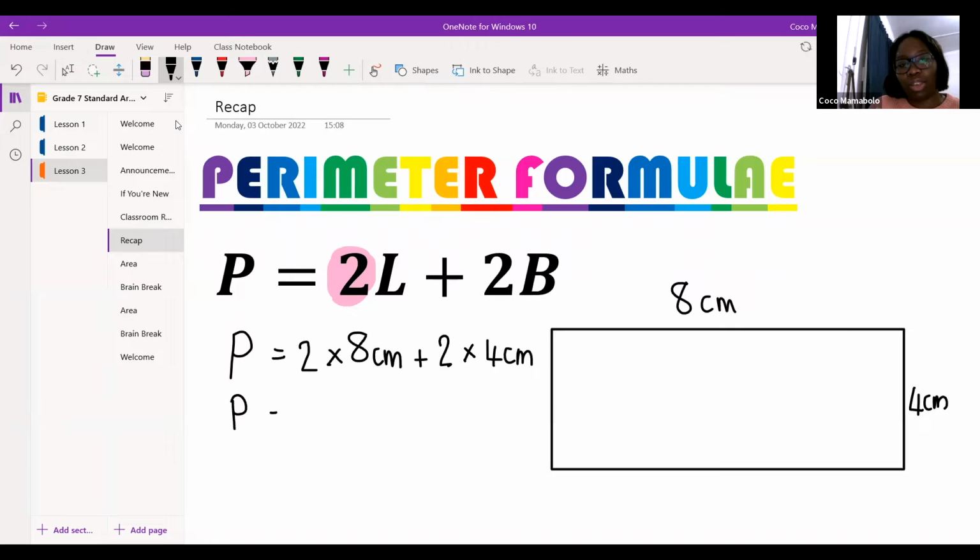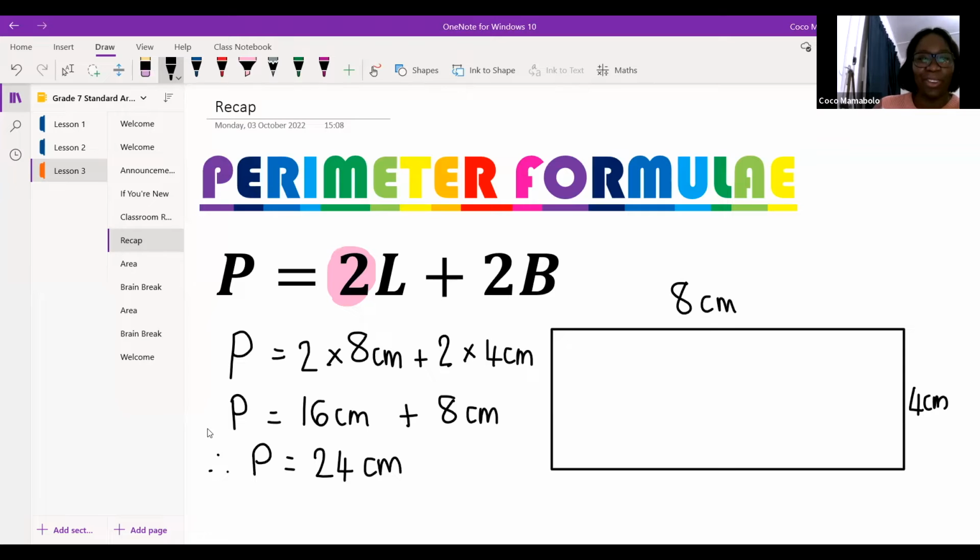Then I'm going to go P is equal to what's 2 times 8 centimeters? 2 times 8 centimeters is 16. Good. 16 centimeters plus 2 times 4 centimeters is? 2 times 4 centimeters is 8. Good. Then I can do my very last one. Therefore, P is equal to, what is my answer, ma'am? 24 centimeters. Don't forget my centimeters. Excellent. Well done, Bonolo.